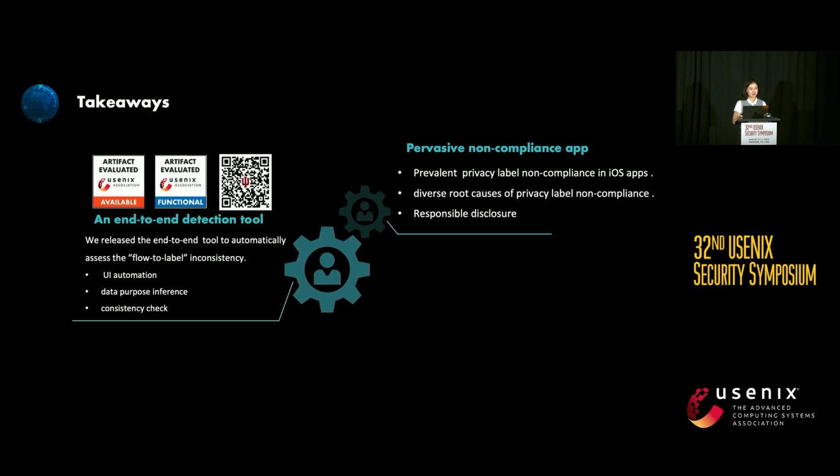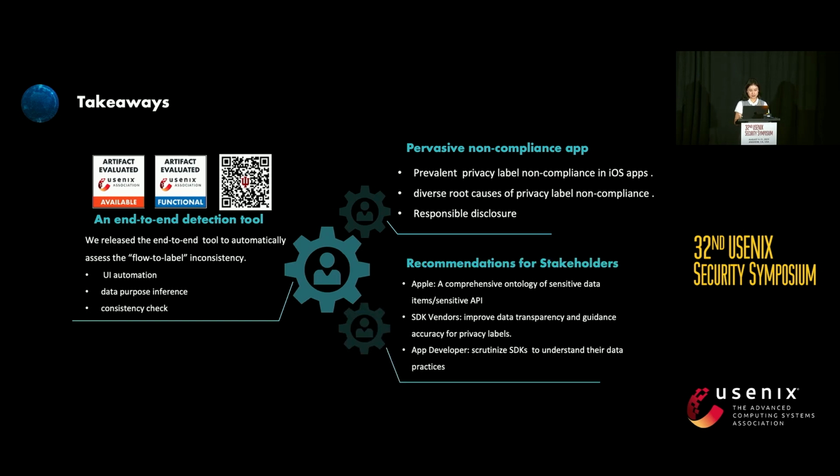And also, we released an end-to-end tool to automatically assess the flow-to-label inconsistency. And we also provide some recommendations for the stakeholders to help them better achieve their privacy and accountability goals. For example, Apple should provide a comprehensive ontology of the sensitive data and the sensitive APIs. And for the SDK vendors, they should improve data transparency by improving the accuracy of their privacy label guidelines for the app developer. And the app developer should scrutinize the SDKs integrated in their app to better understand their data practice.